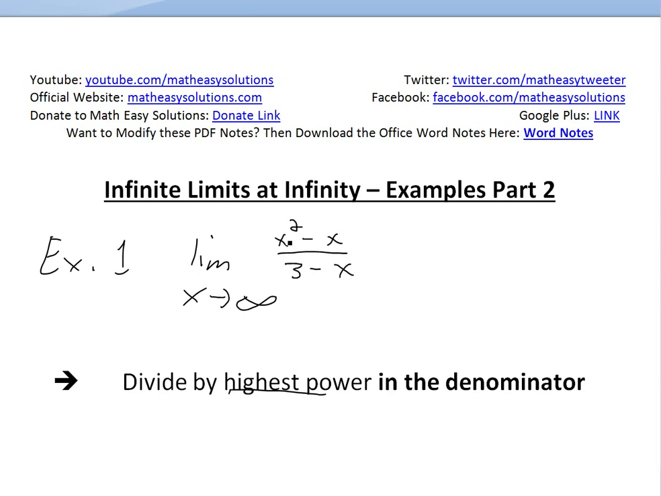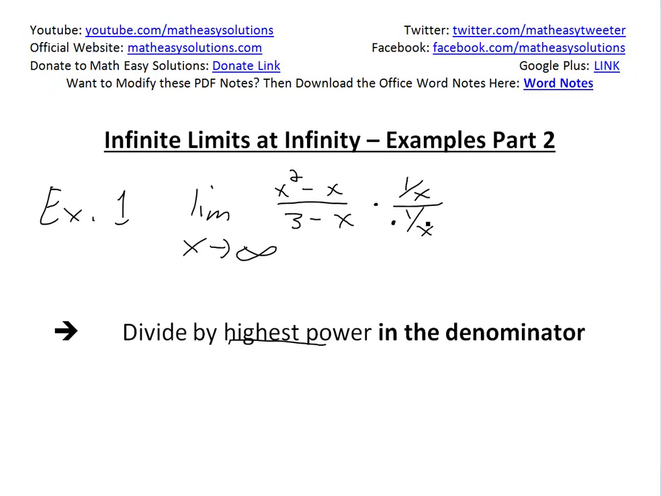In this case, x squared is the highest power overall, but that's in the numerator on top. So you look at the highest power, which is just x right here. So you would multiply the top and bottom by, or divide the top and bottom by x. So 1 divided by x multiplying the top, and at the bottom, so we're not affecting the equation because these just cancel, equals to 1.